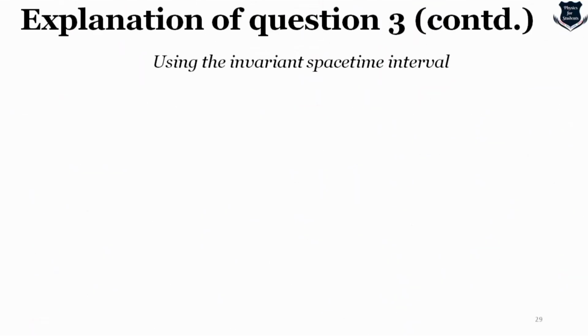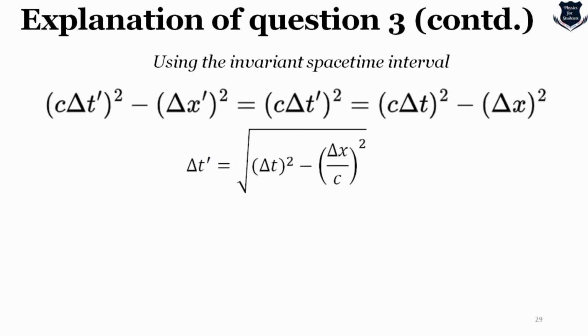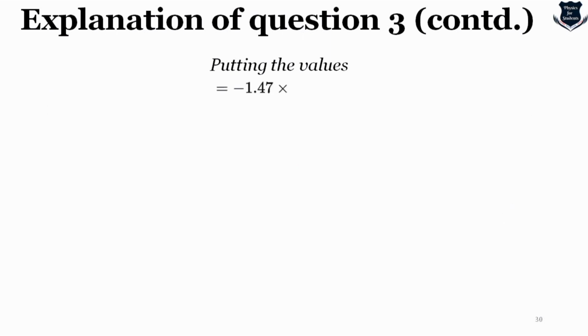Okay, now we use the invariant space-time interval. Why? I will just show you. This is the space-time interval. We plug in those values, which leads to 4.32 milliseconds. So we have to basically deal with two problems. The first one is already calculated, and now we are approaching the second part using the invariant space-time interval. Now putting the values in, we get this.